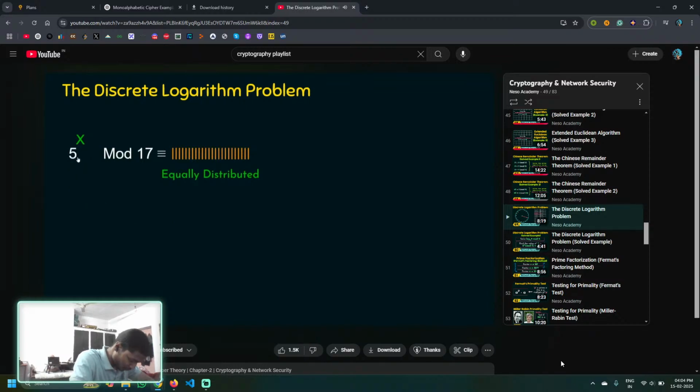So it's clear that if we want to compute 5 power x mod 17, it is easy to do it. Say you are given the number x, and computing 5 power x mod 17 is easy. But think of the reverse situation. Say you have 5 power x mod 17 and you are given the result 12. Now finding the value of x is tough because x can be 9.